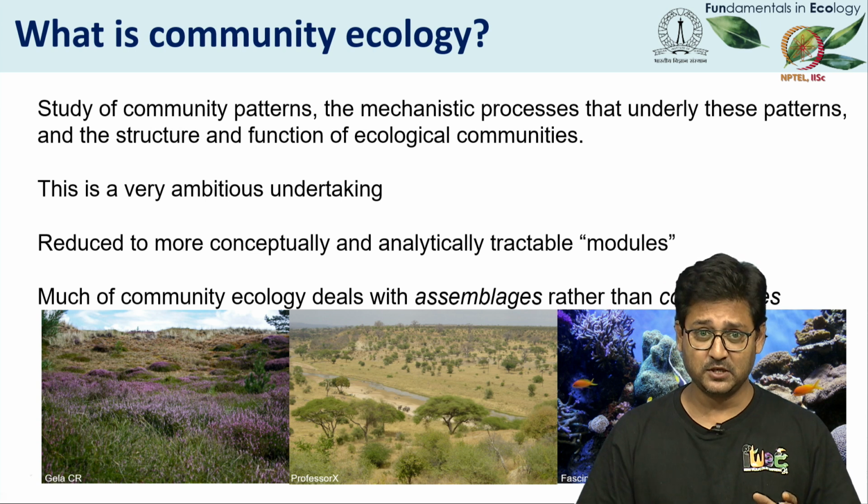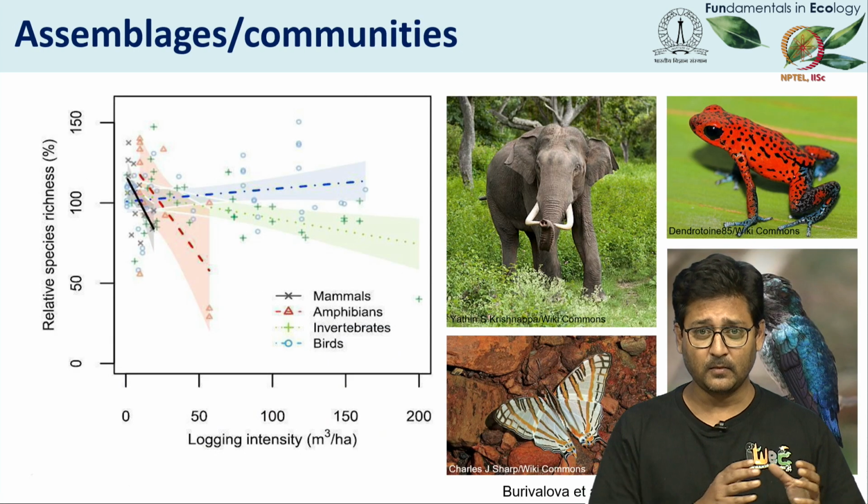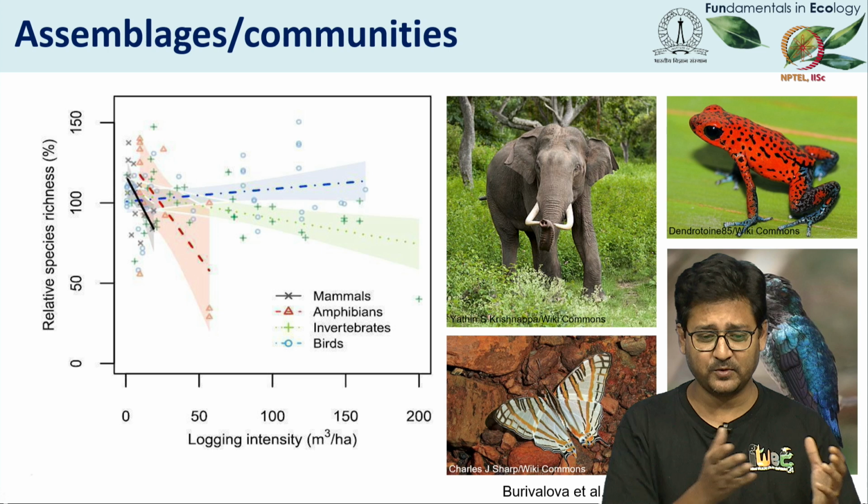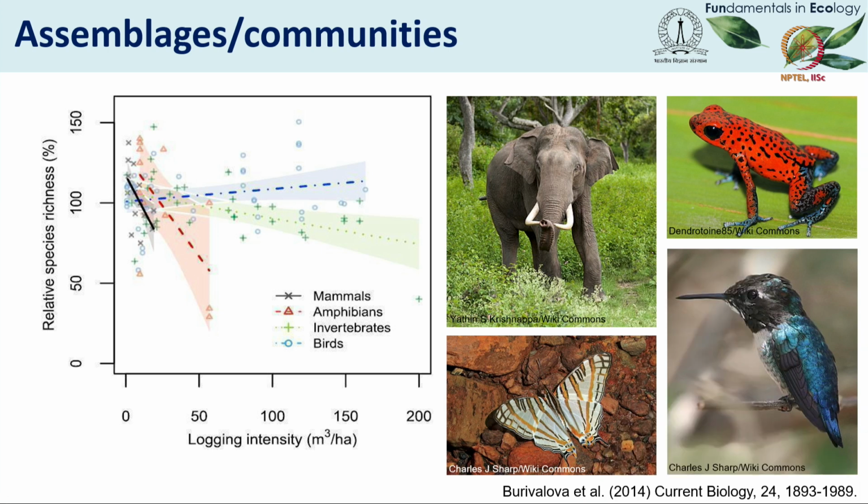So what is an assemblage? This is a typical kind of study that you would see as part of community ecology. What you've got on the x-axis is the intensity of logging, which is the intensity at which trees or timber is removed from a forest, and that's measured in terms of meter cubes of wood being taken out per hectare from a forest. What you've got on the y-axis is relative species richness.